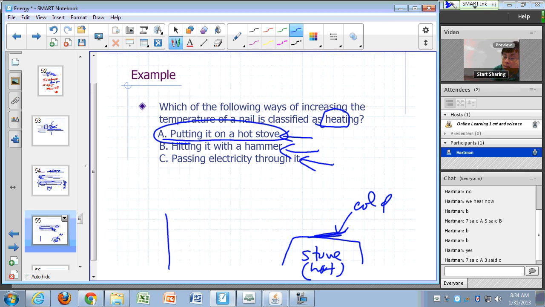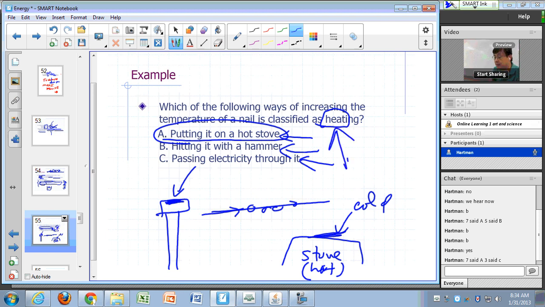Now, if you hit a nail with a hammer, the top right here gets hot. That increase in temperature is not due to heating. The hammer is not hotter than the nail. So that's what you would call mechanical work. And like I said, passing electricity through a wire, you're increasing the temperature of the wire, but you're not heating it. You are doing electrical work on it. It gets hot, but you're not heating it, in the precise definition of heat.